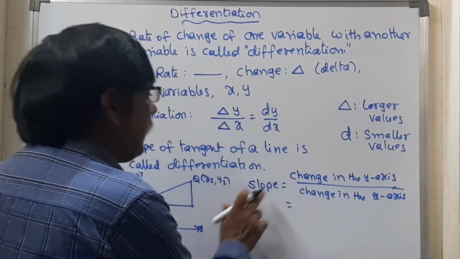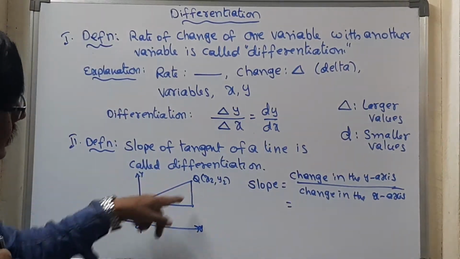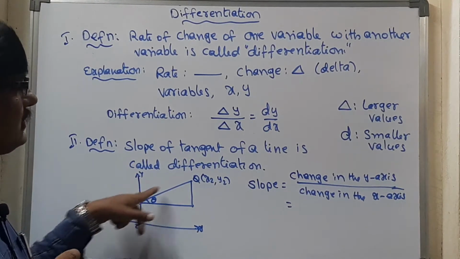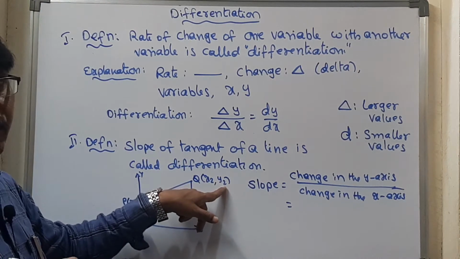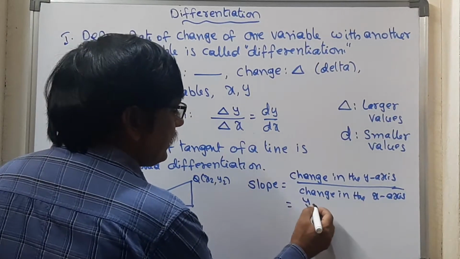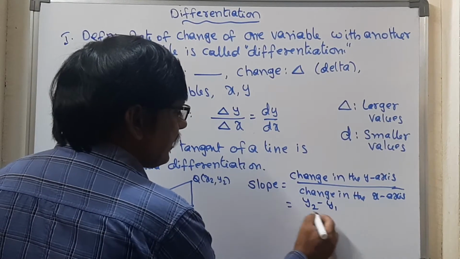Now let us take the change in the y axis. What is the initial value of the coordinate on the y axis? y1. What is the final value of the coordinate? y2. And so what can be the change? That change we can consider as y2 minus y1.